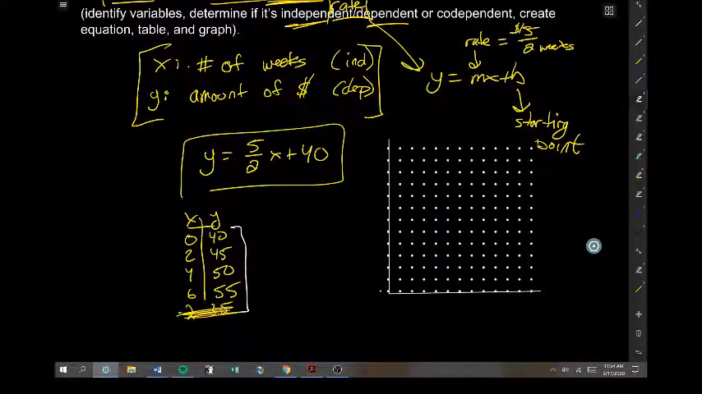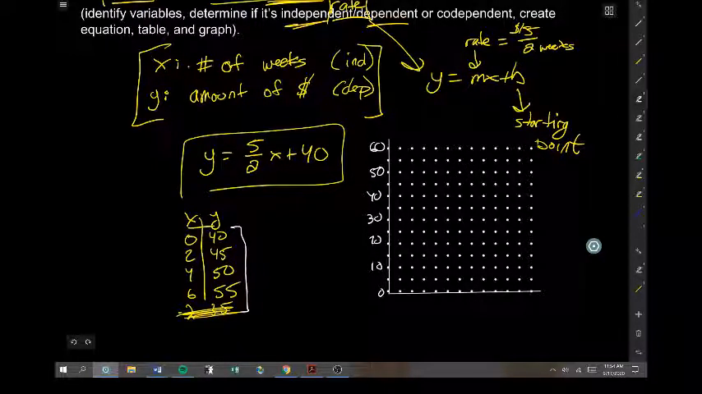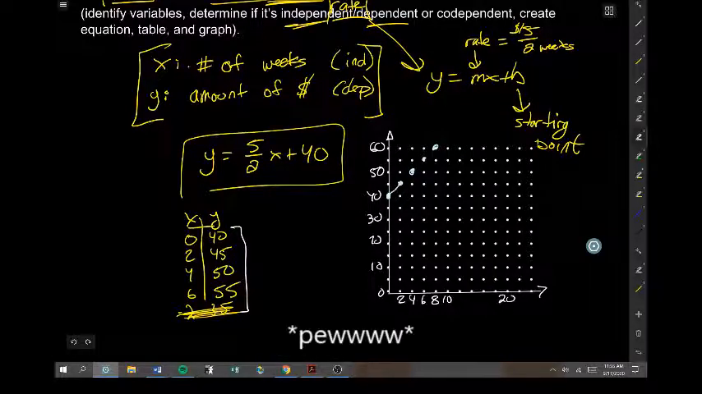I'm going to count by 5s. And over here I'll count by 1s, or I'll count by 2s. Just to make it simple. Here's the point 0, 40. That's my y-intercept. And then at 2 weeks I have 45. At 4 weeks I've got 50. At 6 weeks I've got 55. At 8 weeks I've got 60. There's my graph.